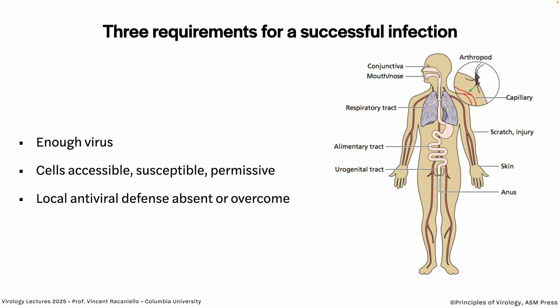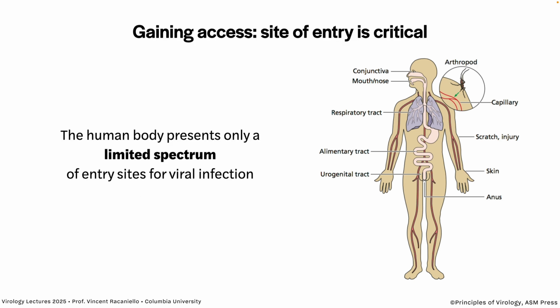The cells have to be accessible to virus. They have to be susceptible, and they have to be permissive. Those terms still apply here, susceptibility and permissivity. And local antiviral defense is either absent, there are some places where there's no defense because it would hurt the tissue, or it's overcome. The virus replicates so fast, it overcomes the local defenses. So if you have an older person whose interferon response is bad, the virus will overcome it. Whereas younger people tend to have better interferon responses, but not everyone. Everyone is different. Each one of you is genetically different, so you're going to respond slightly differently to any infection.